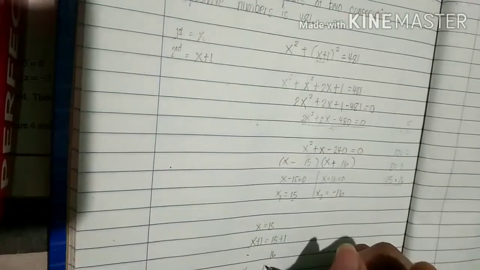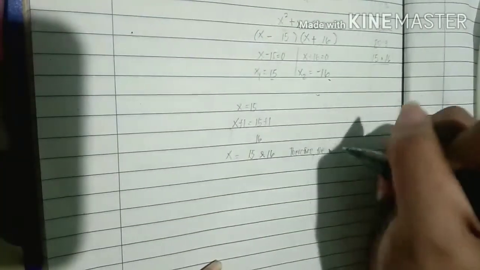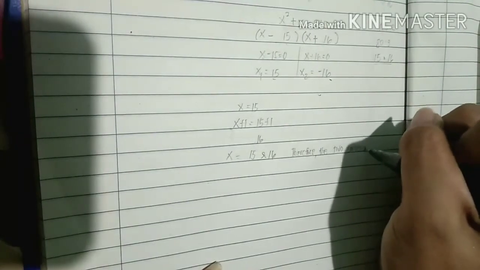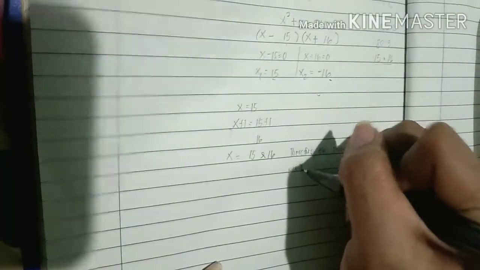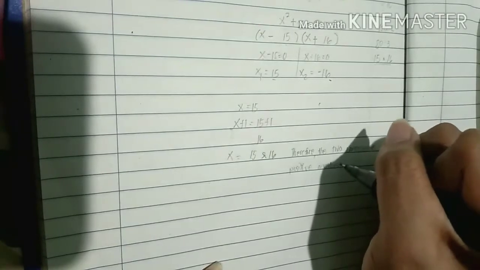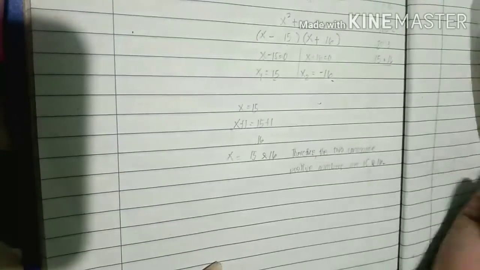Positive 15 and 16. Therefore, the two consecutive positive numbers are 15 and 16. And that will be all.